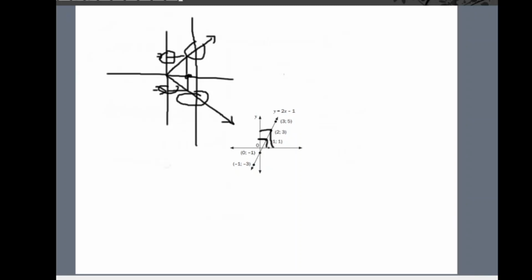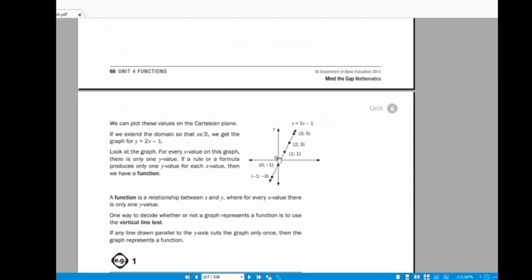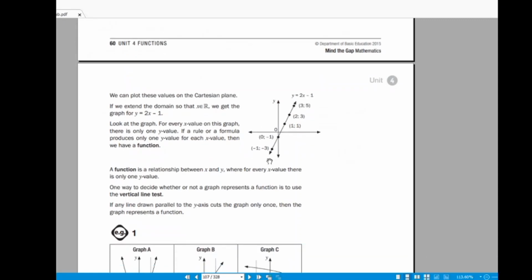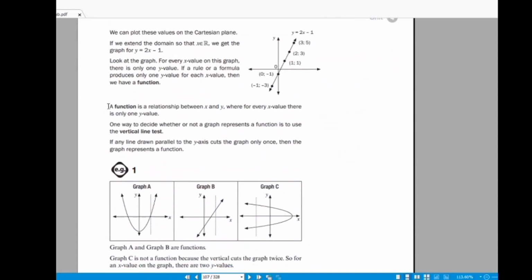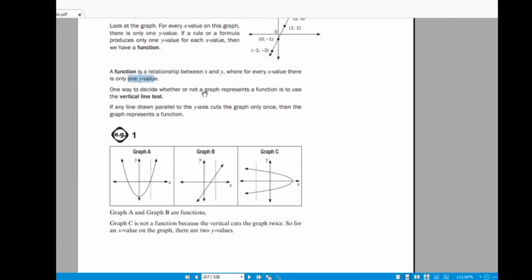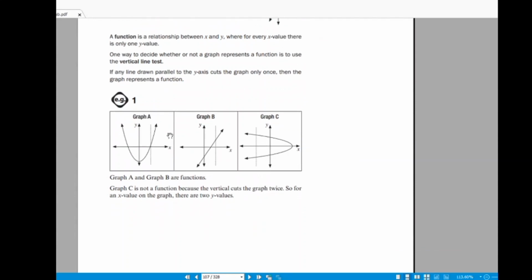Yeah, so this is a function because for every x value there's only one y value, right? A function is a relationship between x and y where for every x value there is only one y value. One way to decide whether or not a graph represents a function is to use the vertical line test. If any line drawn parallel to the y-axis cuts the graph only once, then the graph represents a function, right?